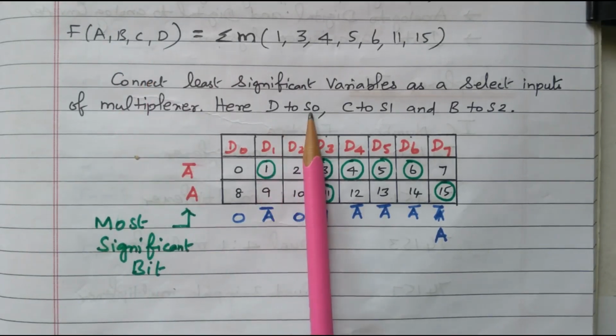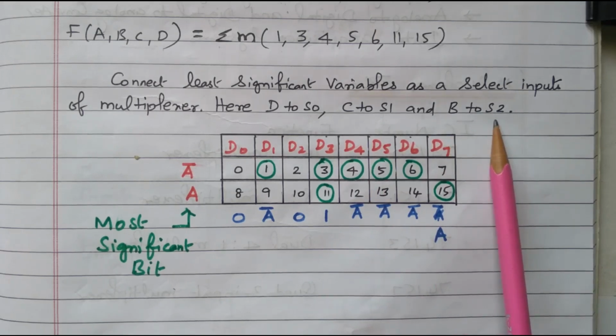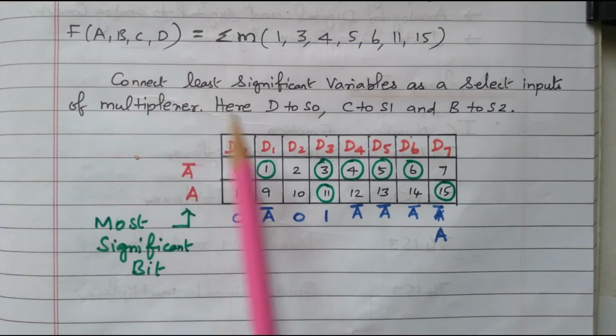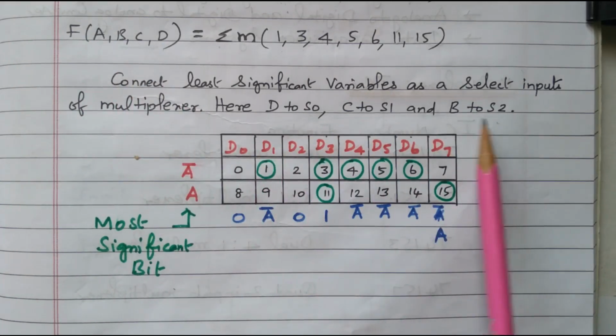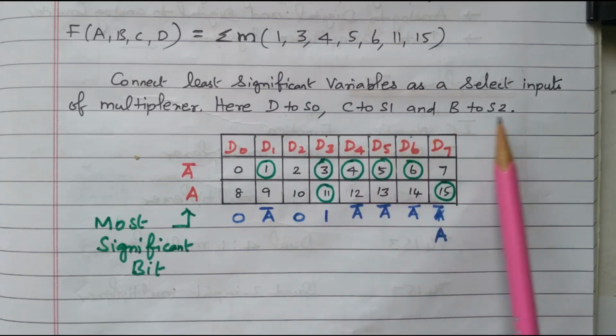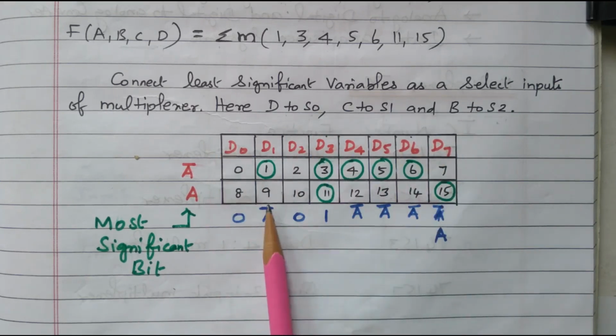D is assigned as S0, C is assigned to S1, B is assigned to S2. Then A is the deciding factor. Out of 4 inputs, 3 are assigned as selection lines. D, C and B are assigned as S0, S1 and S2. Right. By using this, we have to implement the implementation table.